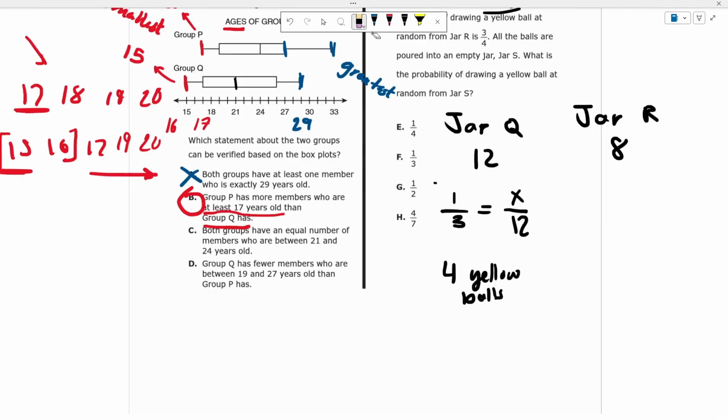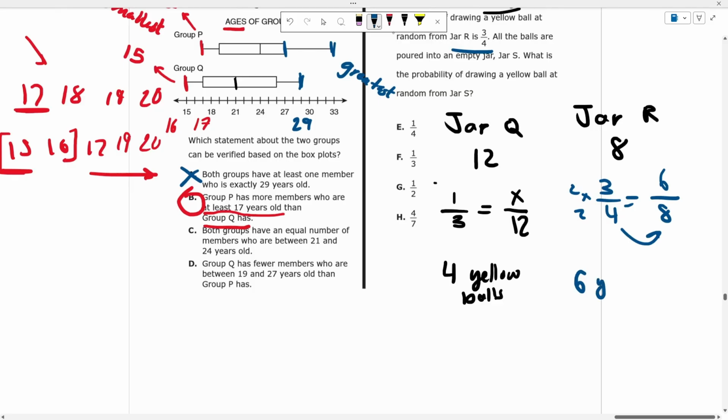Now we have to do the same for jar R. If the probability is 3/4 in jar R, right? This isn't the actual probability of 3 and 4. There's not actually 3 yellow balls and 4 balls. In total, there are actually 8 balls. So my whole has to be 8, and this is a simplified version of 6/8, right? So I just multiply both sides by 2/2 to get that denominator. So we know that here we have 6 yellow balls.